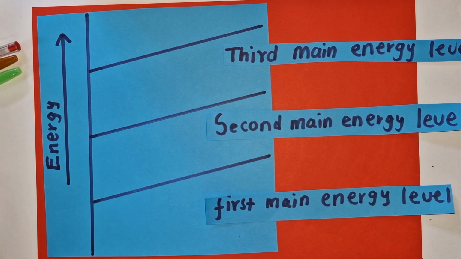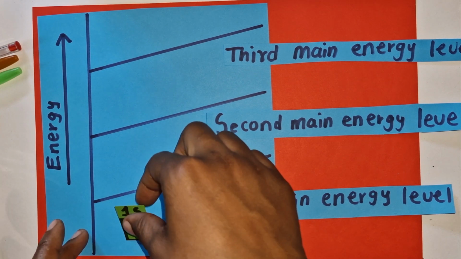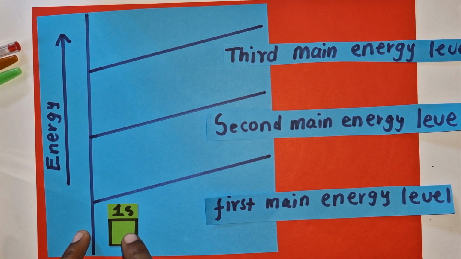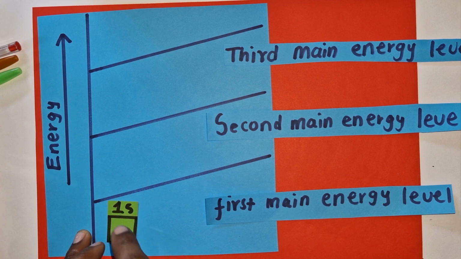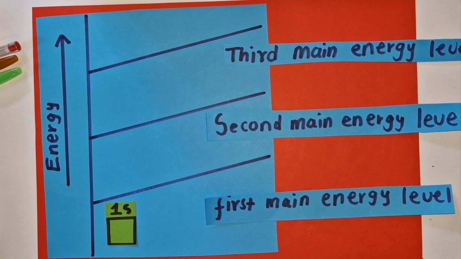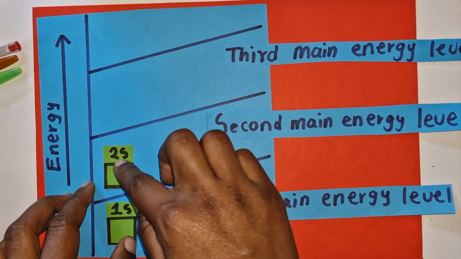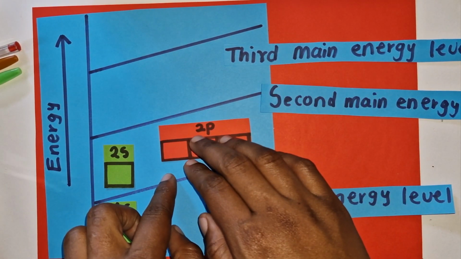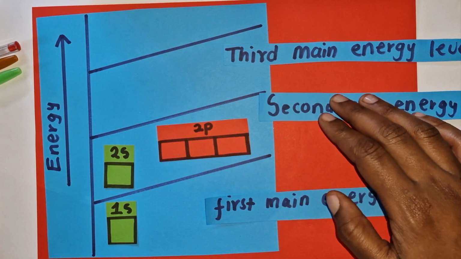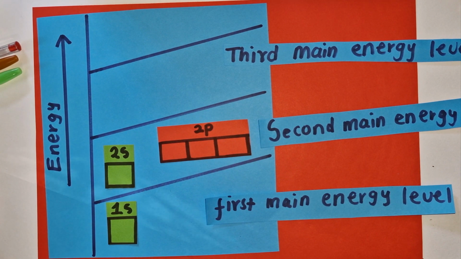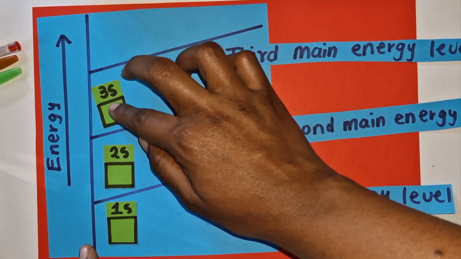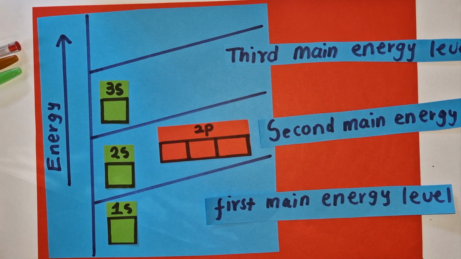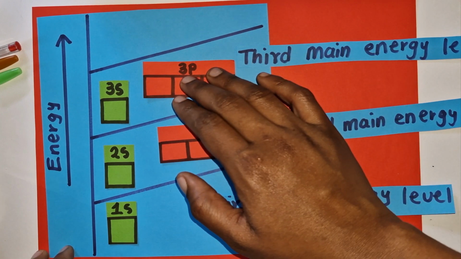So how would these orbitals arrange themselves? In the first main energy level, you have the s orbital, first main energy level, hence the 1, and it is the s orbital. In the second main energy level, you still find the s orbital, but in addition, we also find the 2p orbital, or the p orbital, right? The same thing happens in the third main energy level. You have the 3s orbital, and you also find the 3p orbitals.